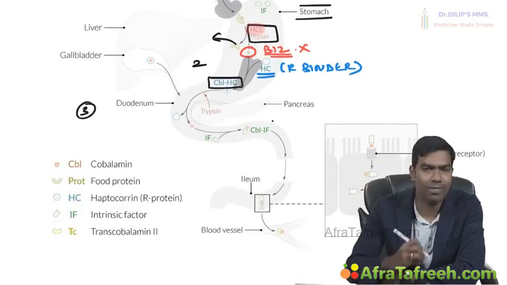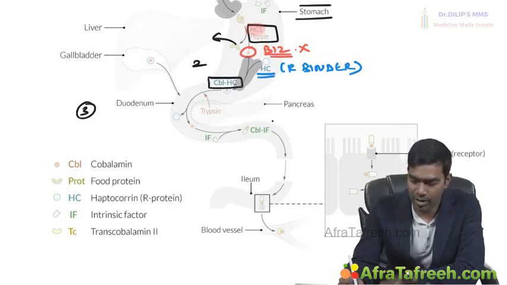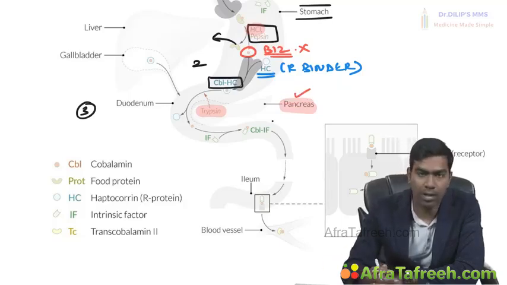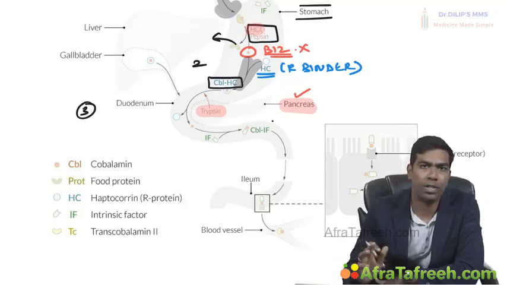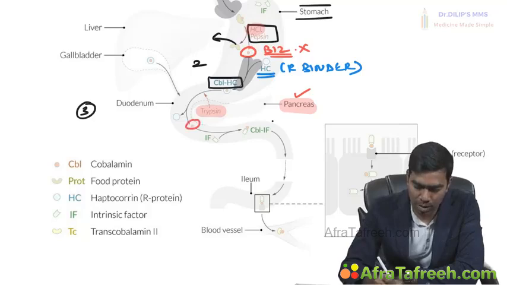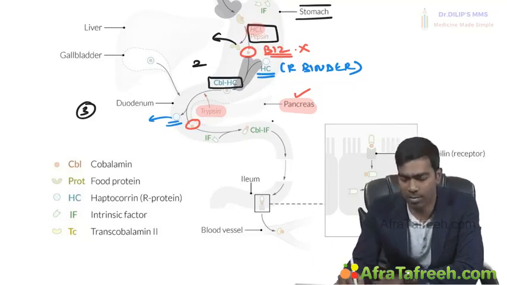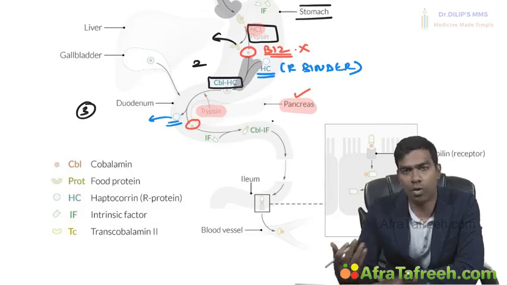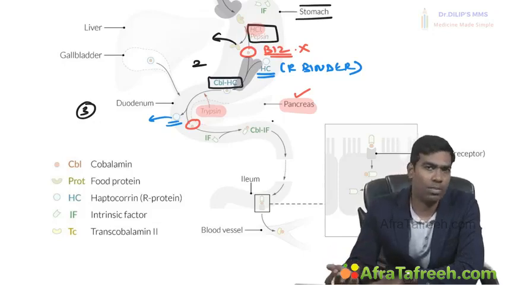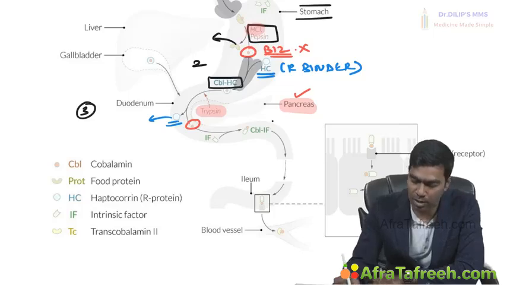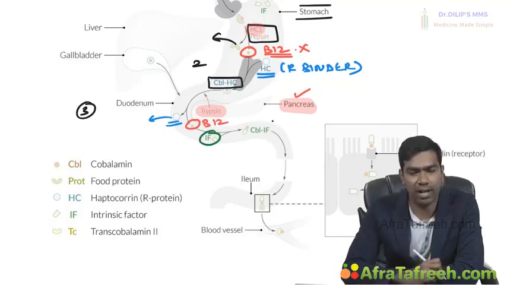And in the duodenum, you have step number 3, where your trypsin coming from the pancreas will work and separate your R-binder, that is haptocorin, from the cobalamin. So in this condition, the cobalamin is once again separated from the R-binder. The haptocorin is separated out and the cobalamin is separated out. But here again the cobalamin cannot be alone. In the duodenum, the B12 is going to combine with another one, something called an intrinsic factor, in step 3.